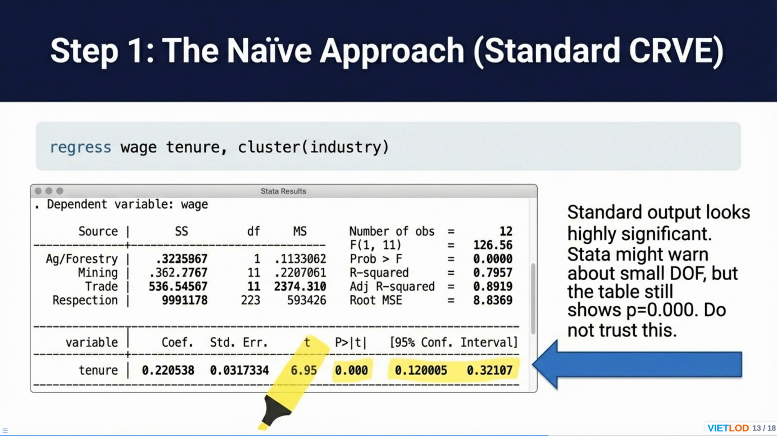With only 11 degrees of freedom, G minus 1 equals 12 minus 1, the t-distribution is not well approximated by a normal distribution. The tiny p-value is an artifact of the downward bias in the standard error. We should not trust this result. A researcher new to these issues might see this output, conclude that tenure has a strong, significant effect on wages, and publish the result. This could be a false discovery, driven entirely by using the wrong statistical method for the data structure. Now, let's apply the correct method and see how the inference changes.